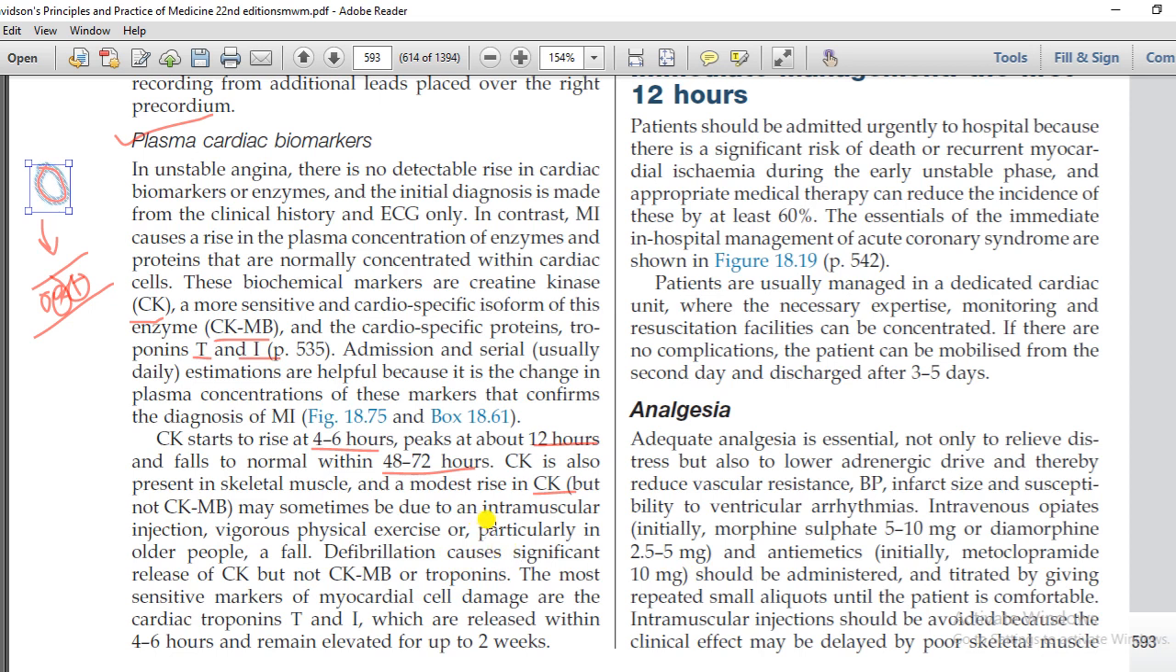So these are things that we need to understand. If the patient has a high CK value, it might be due to these factors: physical exercise, particularly in older people, or a fall, or defibrillation. Defibrillation causes significant release of creatine kinase, but not CKMB or troponins. The most sensitive biomarkers of myocardial cell damage are cardiac troponin T and I, which are released within 4 to 6 hours and remain elevated up to 2 weeks. This is a very important note. CKMB is important, however it is not seen in case of defibrillation.